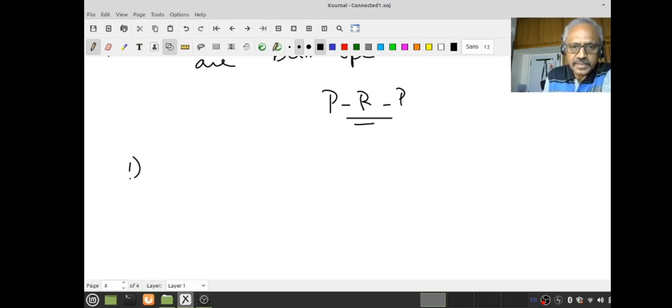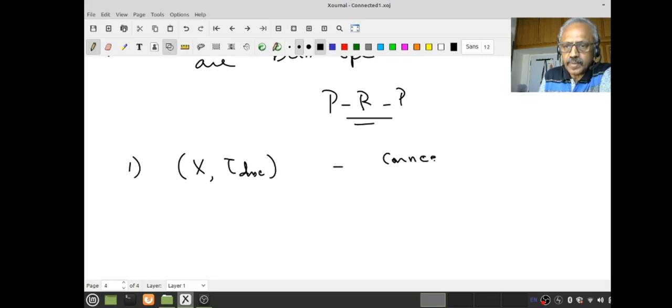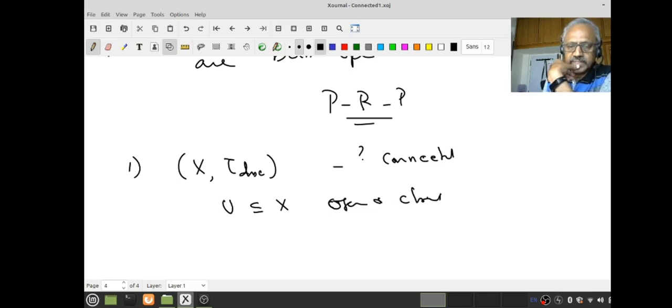First suppose X has the discrete topology. Is it connected? Remember here, if you take any set U, a subset of X, it's both open and closed, because every set is open. Therefore every subset is open, its complement is also open, and hence U is both open and closed, right? So you may immediately conclude X is not connected, but then there is a caveat. Why? Can you see that?